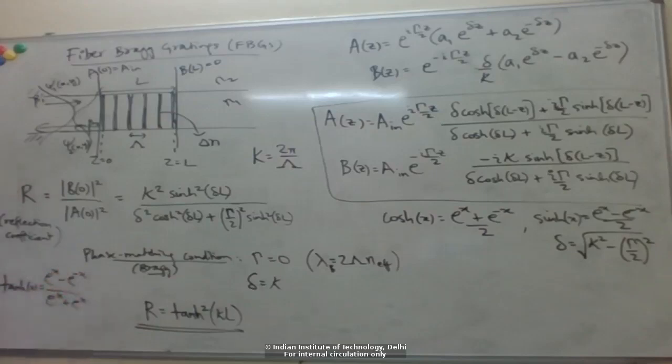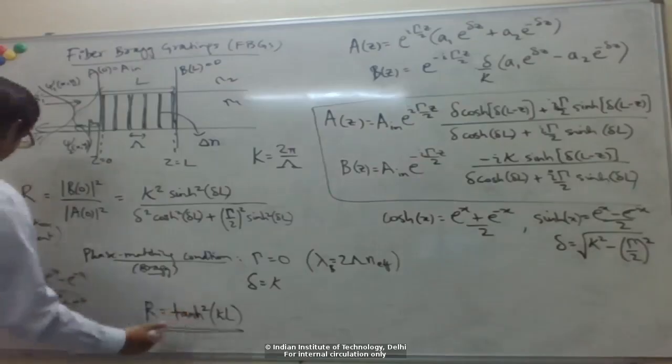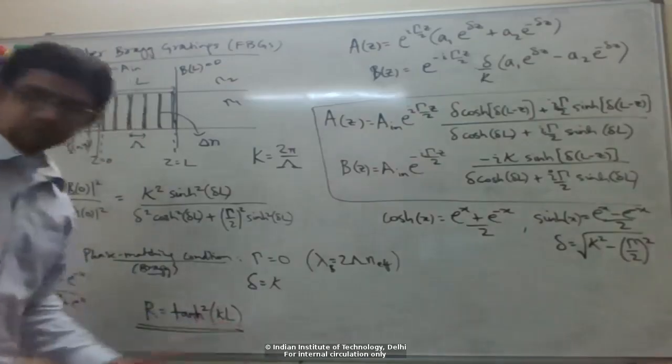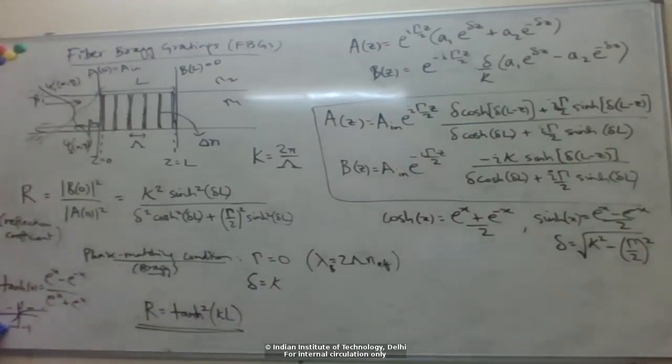Actually, tan hyperbolic x goes between -1 and 1. If you plot tan hyperbolic, it looks something like this, going between -1 and 1. Here we have tan hyperbolic square, so that goes between 0 and 1. This argument is positive, so we are only looking at positive values, and the square will go between 0 and 1.